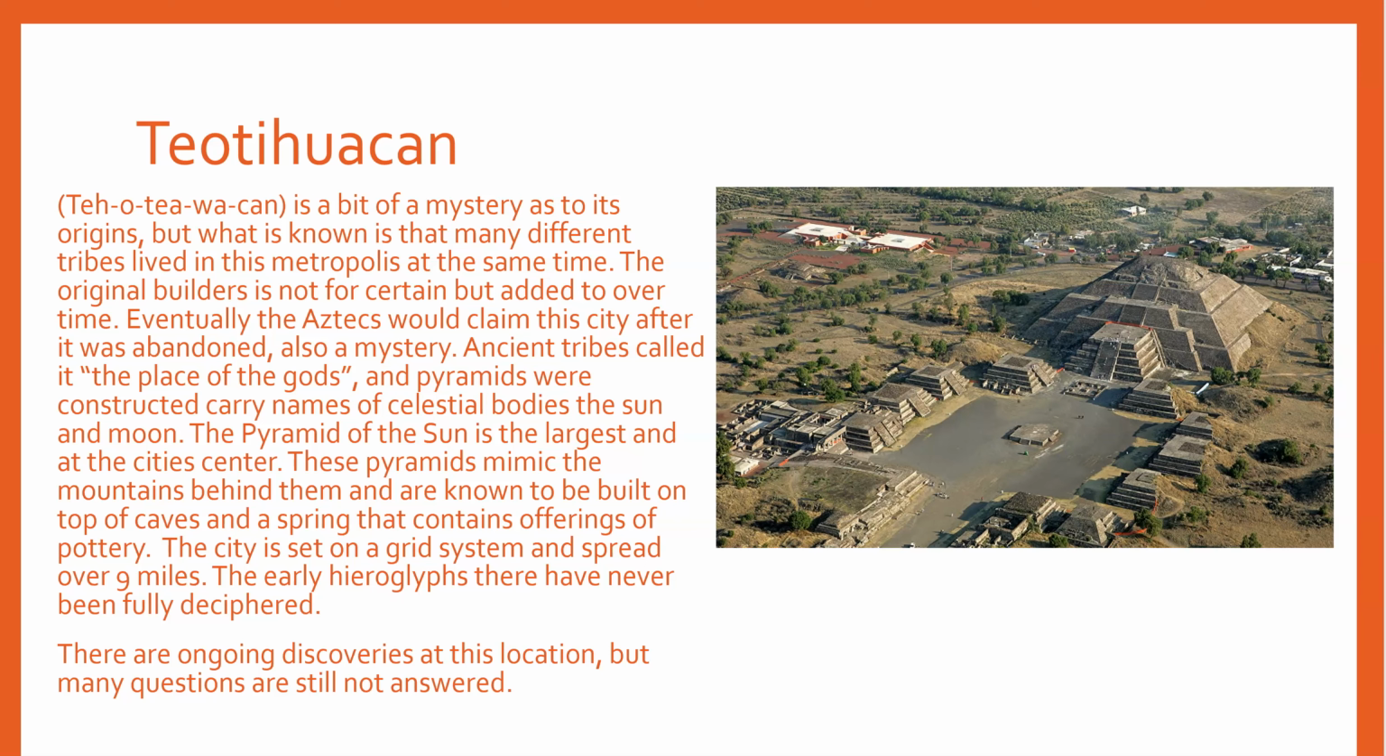Ancient tribes called it the place of the gods, right? And the pyramids are constructed in a way that aligns with celestial bodies. This is the pyramid of the sun. There's a pyramid of the moon as well, and it's very easy to see how they've orientated things to the cardinal directions. There is a great series that I've put on your Canopy list, and it's a PBS series called The Americas.